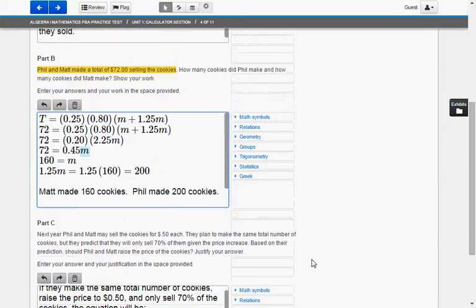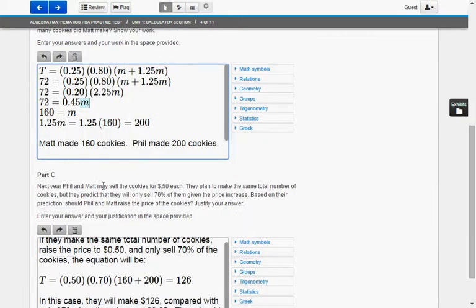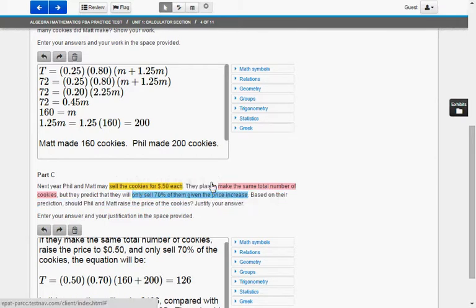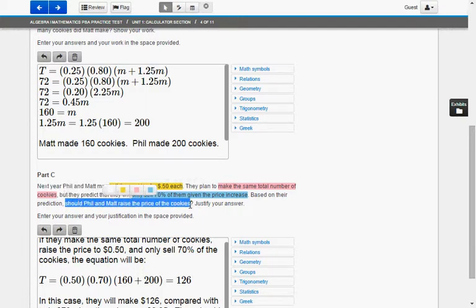The final part of this question says that next year, Phil and Matt may sell the cookies for 50 cents each. They're considering doubling the price. They plan to make the same total number of cookies, but they predict they will only sell 70% of them given the price increase. Based on their prediction, should Phil and Matt raise the price of the cookies? Justify your answer.